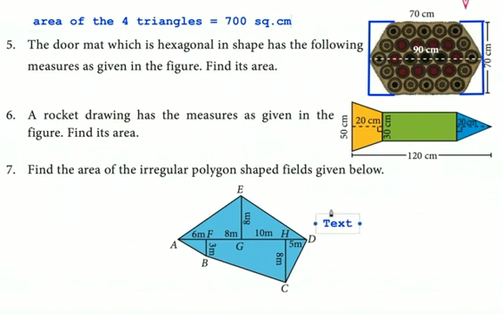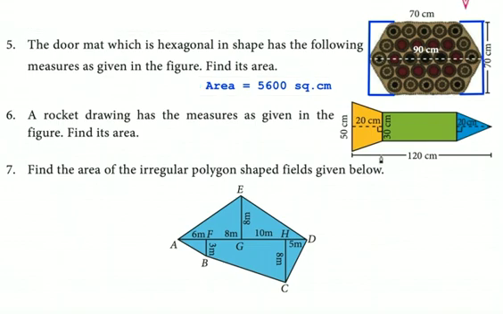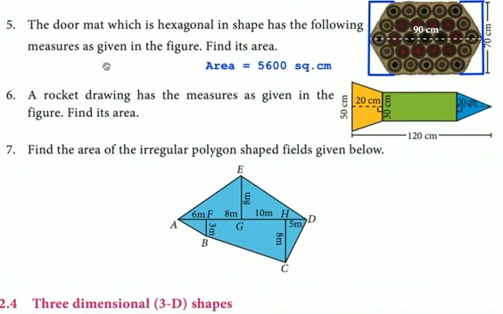So I am going to write the answer directly. Area equal to 5600 square cm. Okay. Now I am going to remove this. Okay. So we solved the fifth problem also. That is also quite easy.